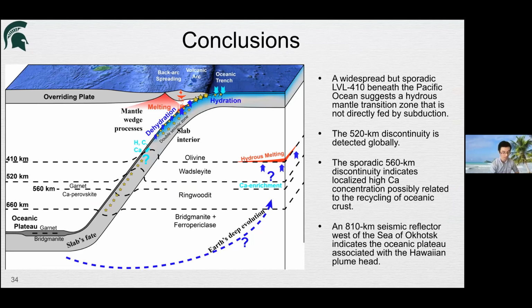So earlier during the talk, I started from 410 and then went deeper. But now for the summary, I want to go from the other direction. We know the slabs are bringing materials down to the deep Earth, and that's how we have an oceanic plateau in the lower mantle, and we have this garnet transition in the lower mantle. Then subducting materials will return to the mid mantle to form these localized calcium enrichment regions. And also water will be brought back to the mid mantle and then eventually cross the 410 discontinuity to trigger hydrous melting right above the 410 discontinuity. So I will stop over here, and thank you very much.